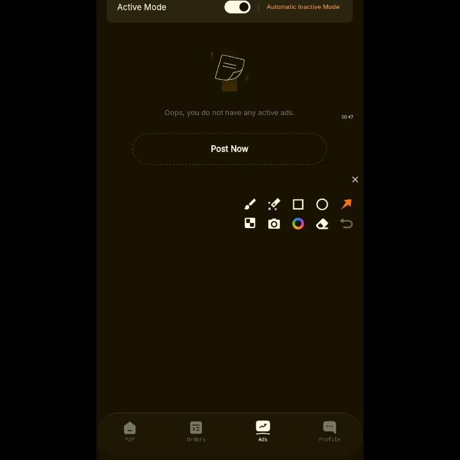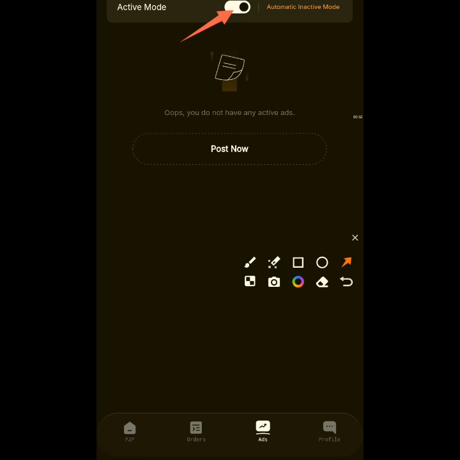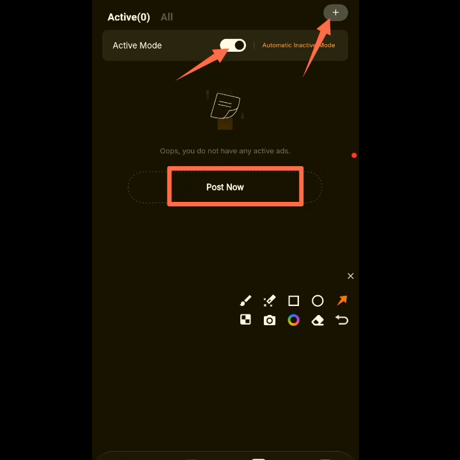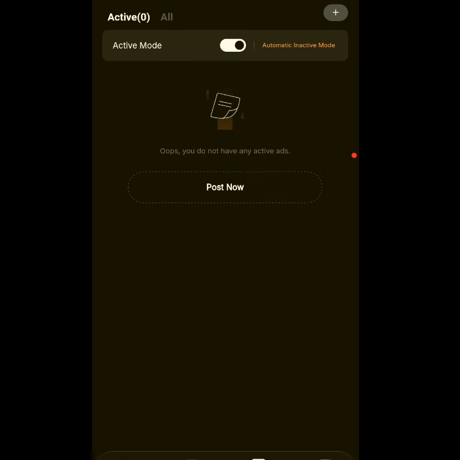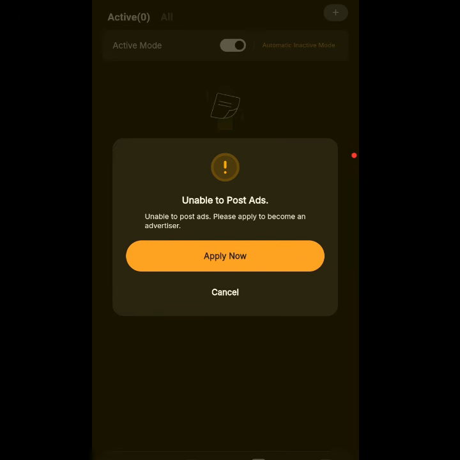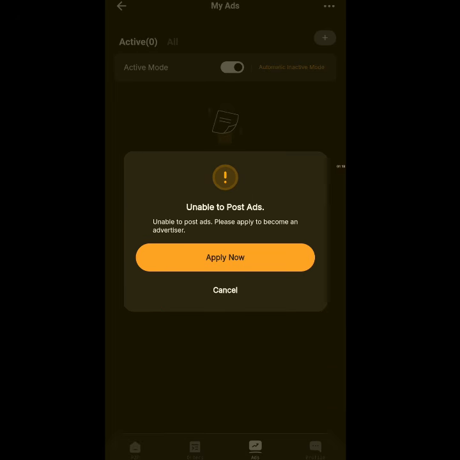You can see that if you're a merchant already, you can toggle your active mode on or off. But to get started, you're going to click on post now, or on this place looking like the plus sign above. Whichever one you choose, you will see "unable to post ads" because you're just starting out. This is the easiest way to see the requirements you need to apply. So you can click on application.